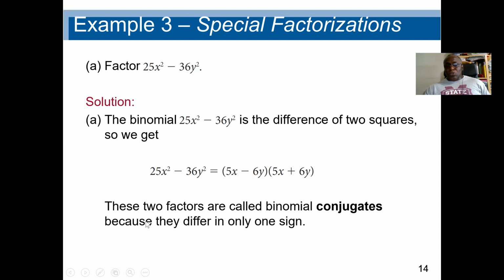So here we say that these two factors are called binomial conjugates because they differ in only one sign. If I have 5x minus 6y and 5x plus 6y, they are called binomial conjugates because both of them have the same terms, but the difference is that one is negative and one is positive.